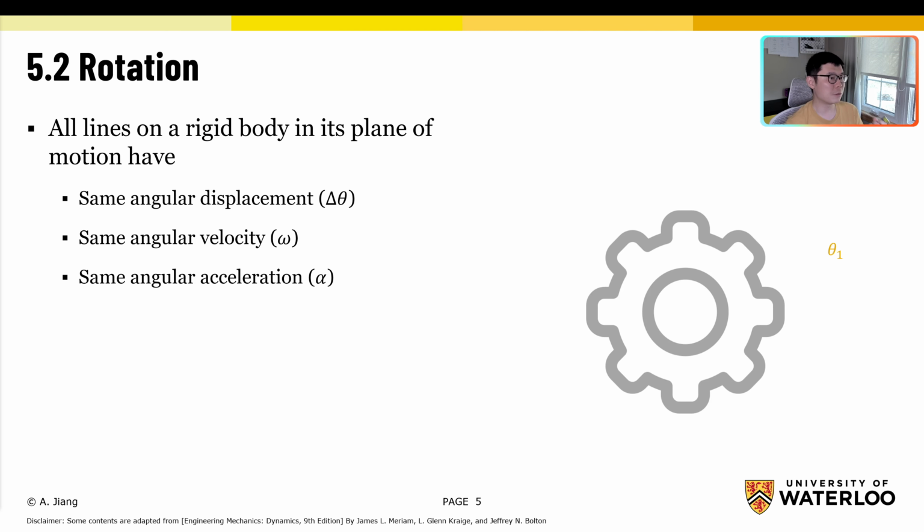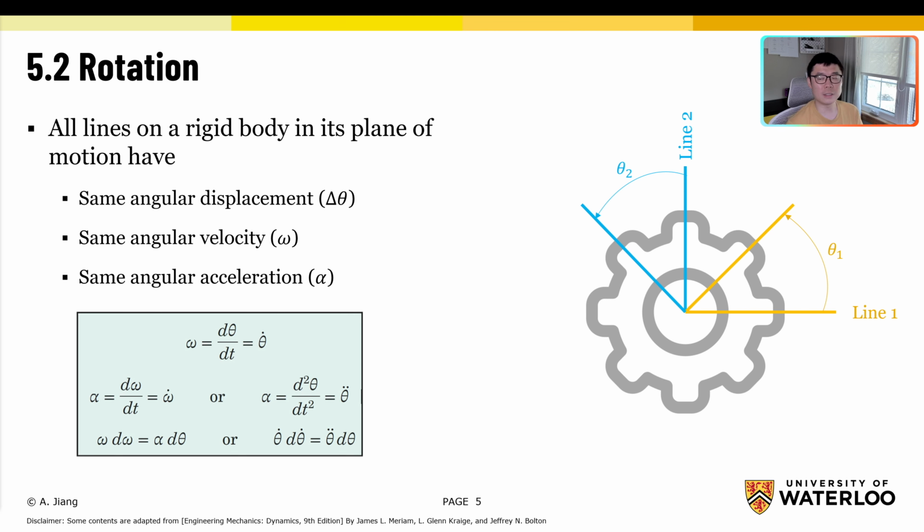We will start with the rotation here. Using this gear as an example, any line on this gear will have 3 same parameters when it rotates. They have the same angular displacement, the same angular velocity, and the same angular acceleration. Then, these basic circular motion equations can be applied here. We can calculate omega, we can calculate alpha, and we can use omega d omega equals alpha d theta.